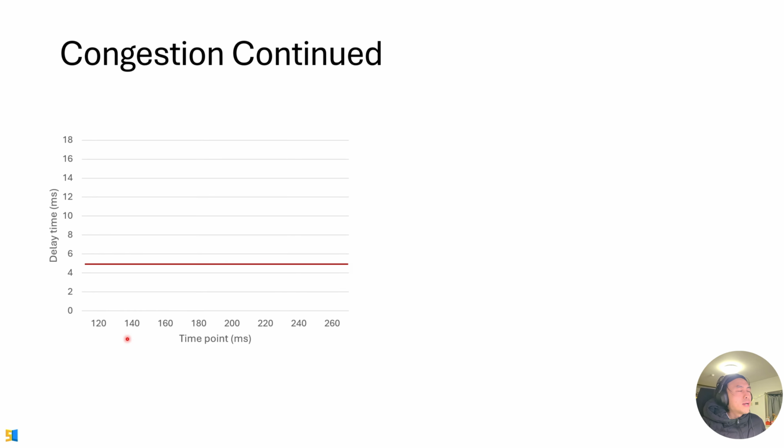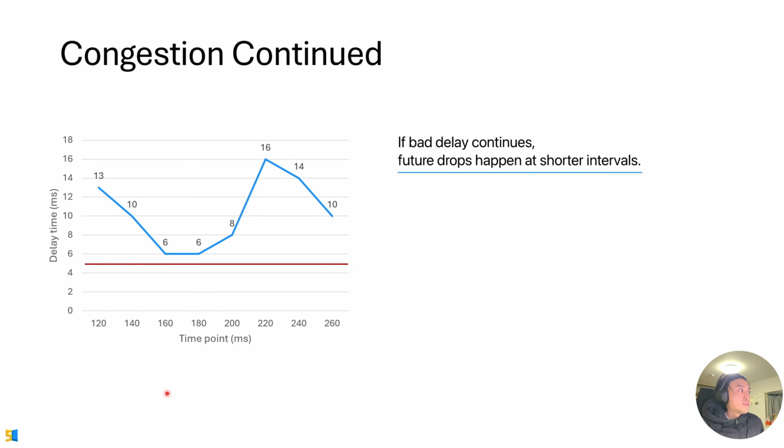So what happens after that? The congestion is still continuing. If bad delays continue, future drops happen at shorter intervals. So it will not be at a 100 millisecond interval, but shorter. So how does it calculate that?